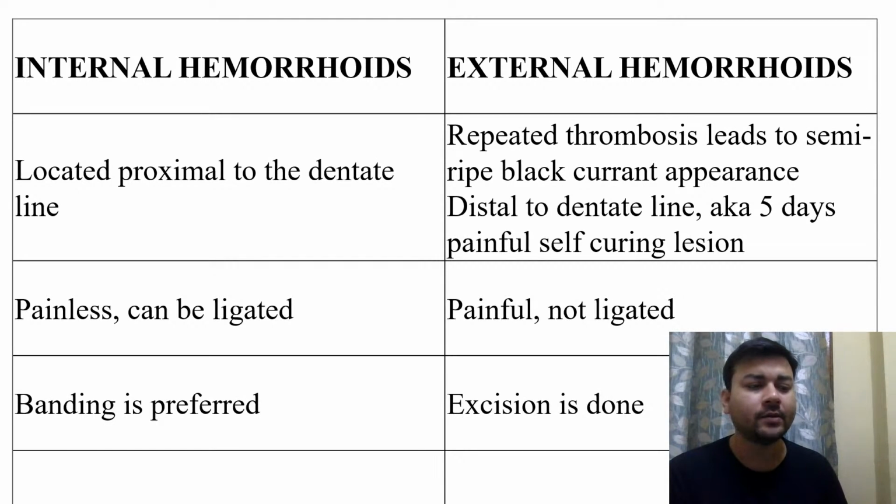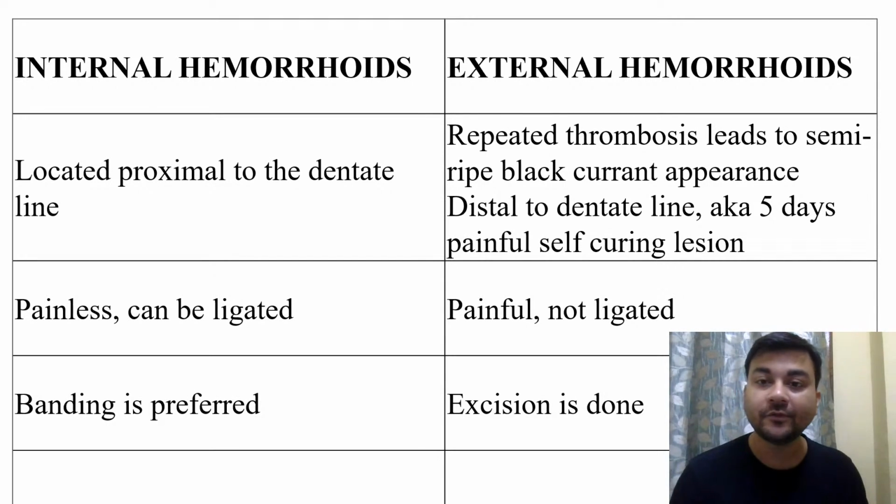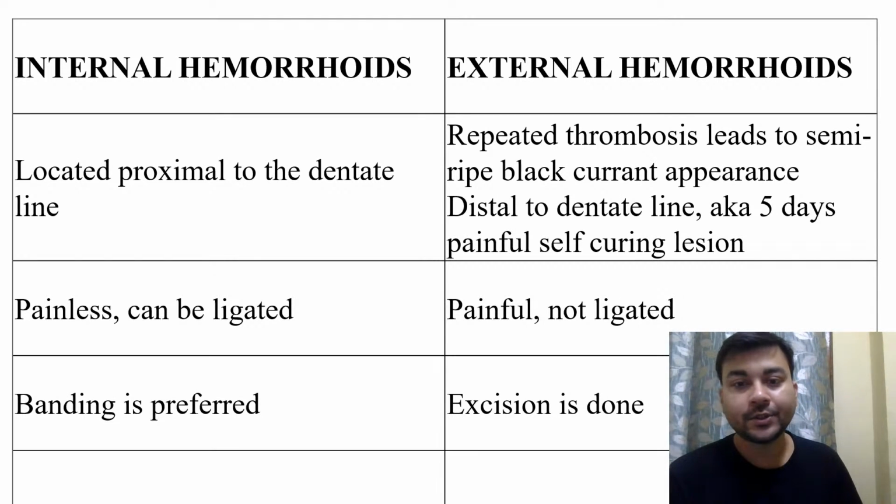Usually external hemorrhoid gets cured on its own. First there will be pain, and within 5 days that lesion will be cured itself. This is a very important feature of external hemorrhoid. It will be painful, but it is a self-curing lesion, and that is why external hemorrhoid is also known as 5 days painful self-curing lesion.